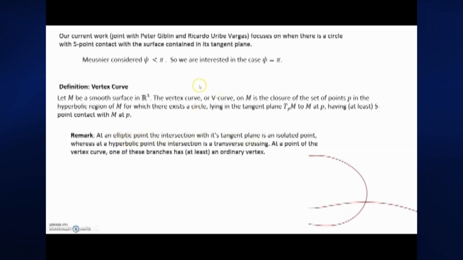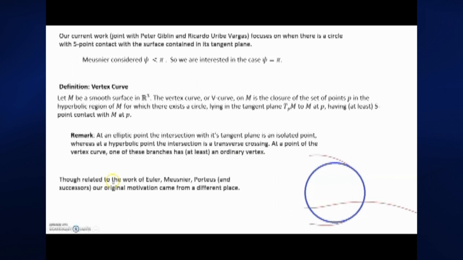Now, the vertex curve is a set of points for which there exists a circle with 5-point contact lying in this tangent plane. In other words, it has 5-point contact with the curve at this point, and this happens before you get 4-point contact from one branch, and then the other branch giving the additional point of contact. So we ask for a vertex on one of the branches, hence the name vertex curve.